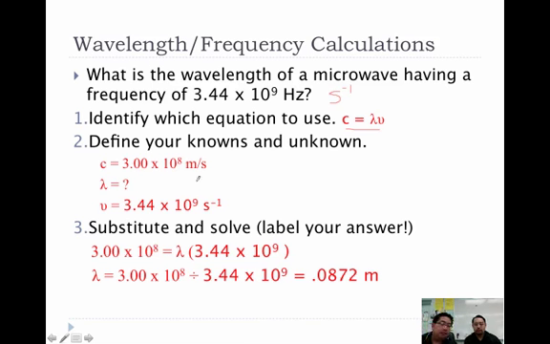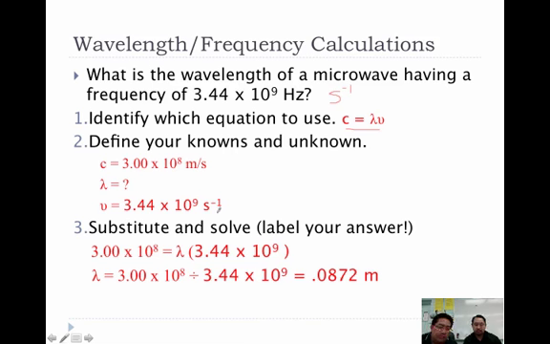With the wave equation, always the speed of light is constant, 3 times 10 to the 8 meters per second. And in this problem, the wavelength is unknown. That's what we're solving for. And then finally, the frequency is given at 3.44 times 10 to the 9th hertz, or in this case, cycles per second.